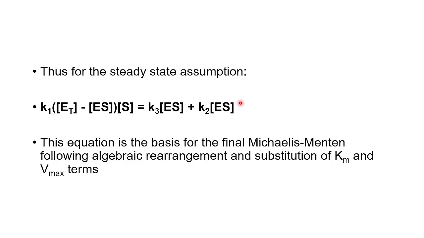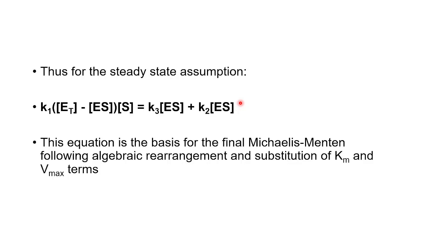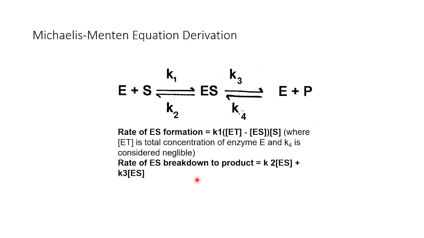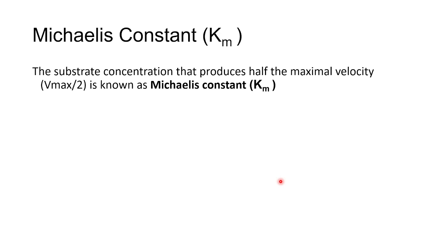So for the steady state approximation, what are these terminologies, like steady state approximation, and this equation? I will be speaking about them in detail in my later slides. As of now, for the steady state approximation, you have this equation with the total enzyme concentration, the complex and the substrate concentration, and the rate of complex breakdown. So complex formation equals complex breakdown. This equation is the basis for the final Michaelis-Menten equation following algebraic rearrangement and substitution of Km. So what is Km? I would also be talking about this in a later slide, and then the Vmax. Km is the Michaelis-Menten constant, the substrate concentration that produces half of the maximal velocity, that is Vmax by 2, and is your Michaelis constant.